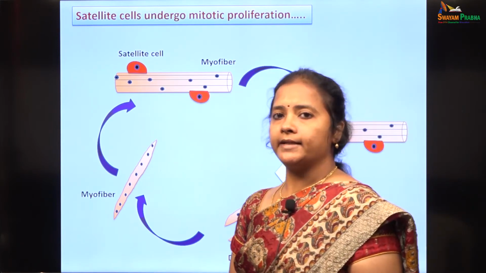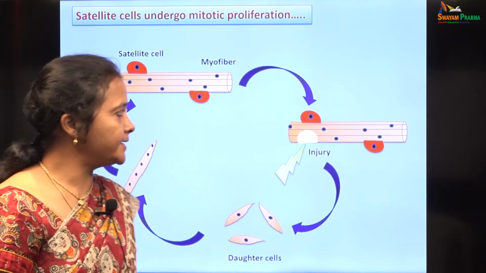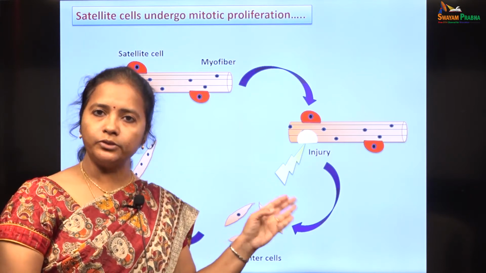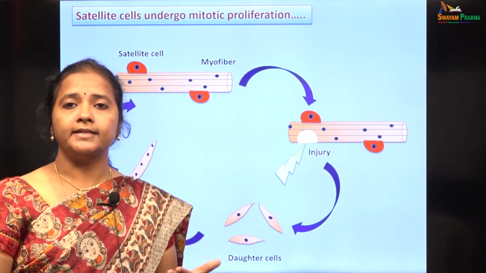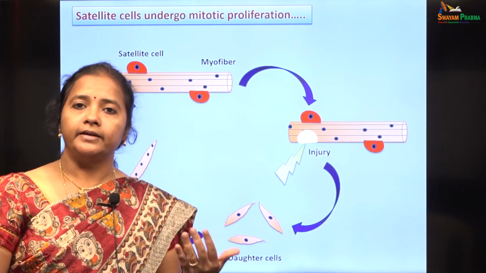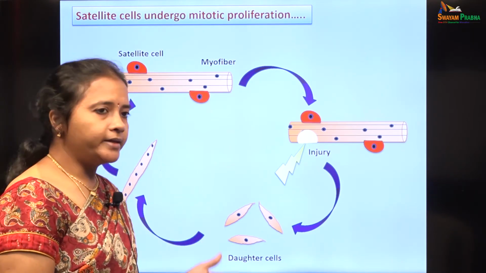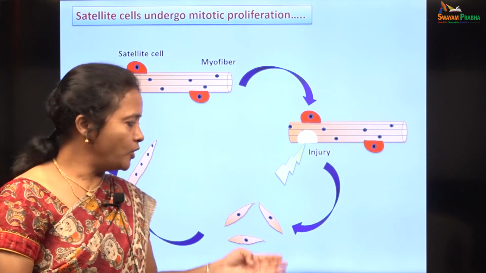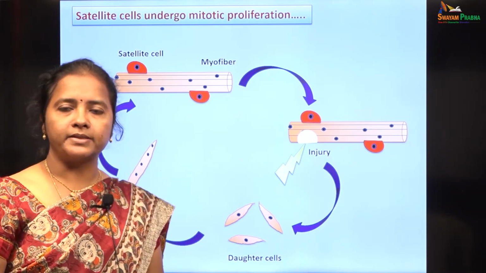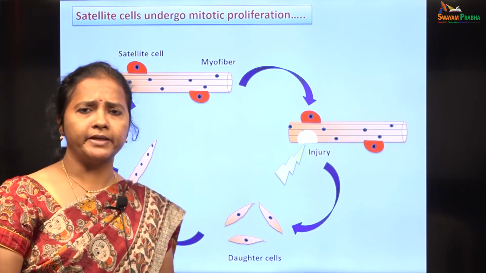So, when do these satellite cells become activated? They become activated following an injury to the muscle. Also, the satellite cells are activated when there is exercise, when the muscle is severely acting. Under those conditions, to cause growth of the muscle cells or to cause repair of the injured muscle cell, the satellite cells become active.